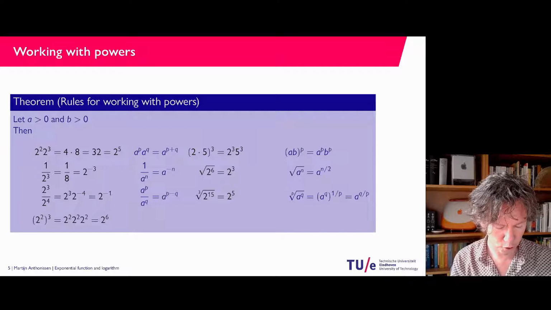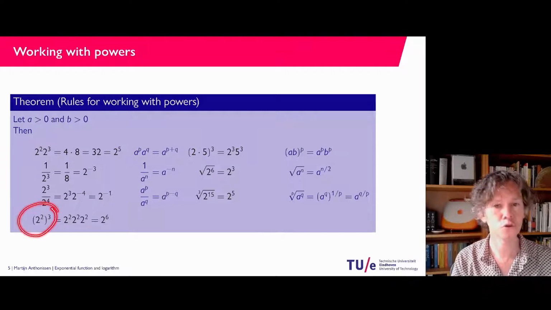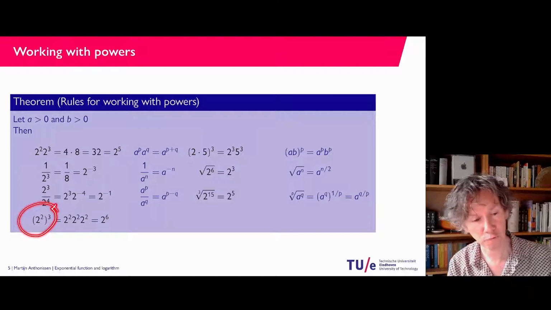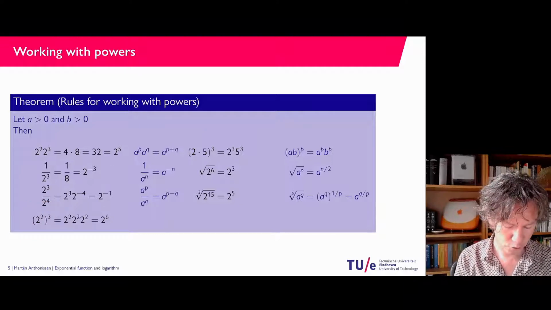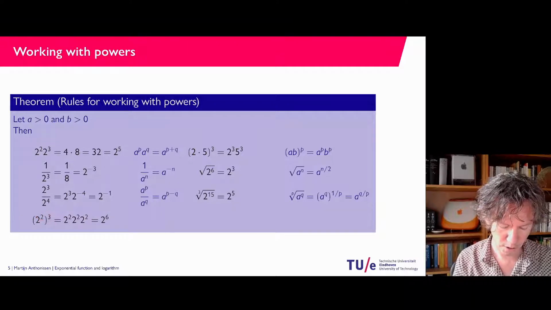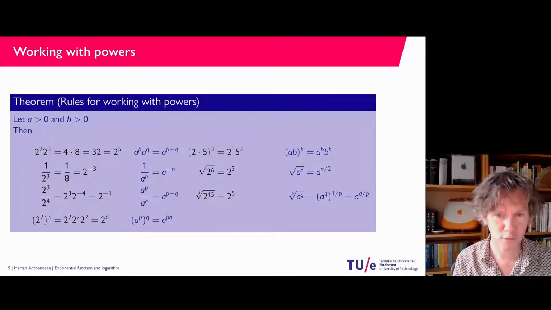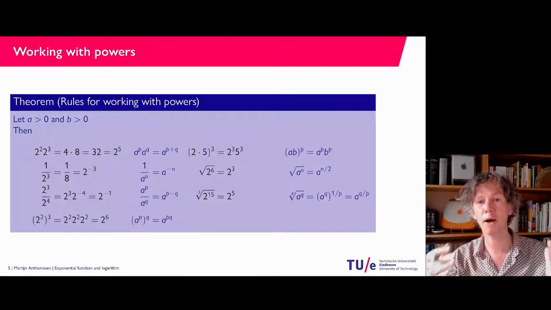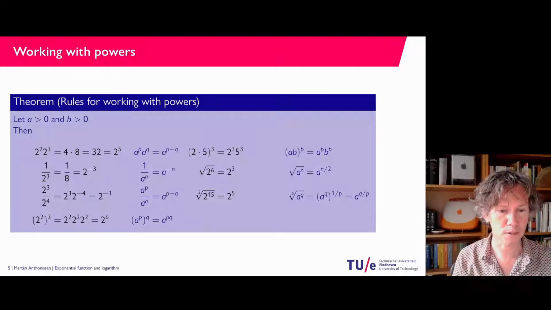Almost there, 2 more to go. If you have 2 to the power 2, that's 4, to the power 3, so that's 4 times 4 times 4. You get 2 to the power 6. So you can simply multiply 2 and 3 here. And the general rule is that if you have a to the power p and that whole thing to the power q, that is a to the power p times q.